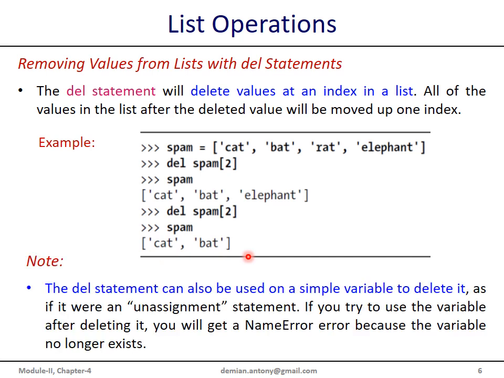Note that the del statement can also be used with a simple variable to delete the variable. Once you have applied this del statement on a variable, you cannot use that variable further in the program. If you try to use the variable after the deletion, you will get an error called NameError, because the variable no longer exists in the memory during the lifetime of that program.